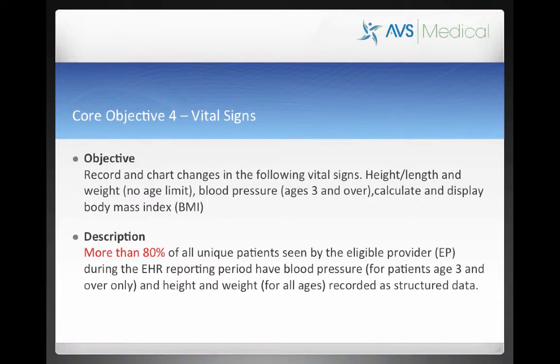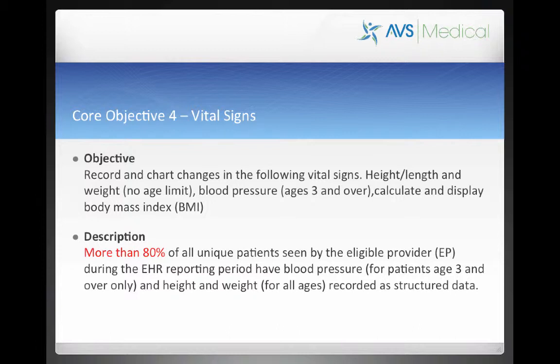Okay, core objective number 4 is your vital signs. Pretty much the same here as in the past, with the exception that the percentage has now also increased to more than 80%. And you need to record height and weight, as well as blood pressure, for patients ages 3 years old and older, as well as calculate and display the BMI. Now the software automatically calculates the BMI.